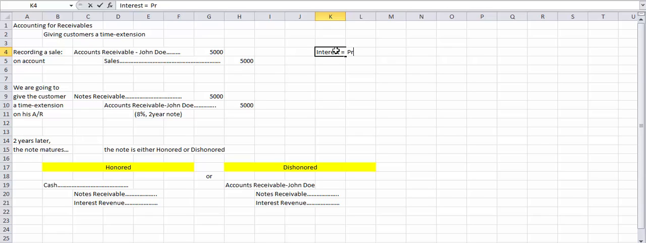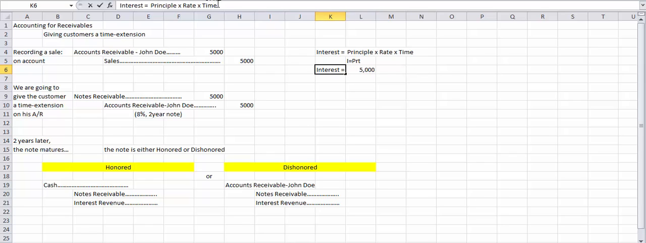So interest equals your principal times your rate times your time. Principal times rate times time. This formula is very famous in this abbreviation, I equals PRT. Okay, so let's calculate the interest. So we're going to take the principal, which is $5,000, and we are going to multiply that $5,000.